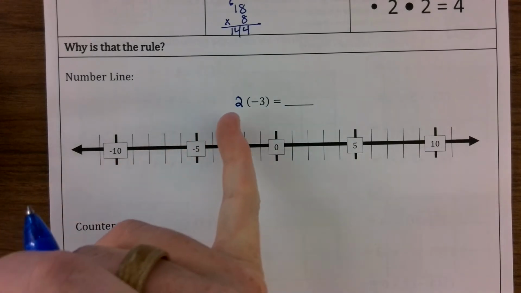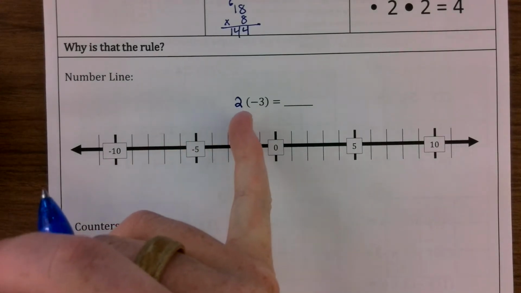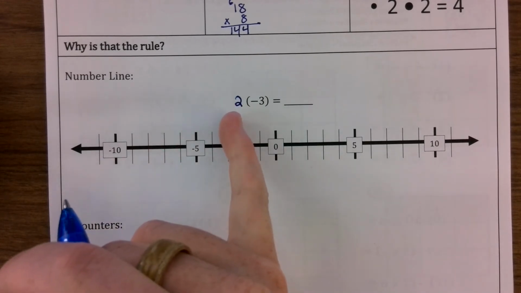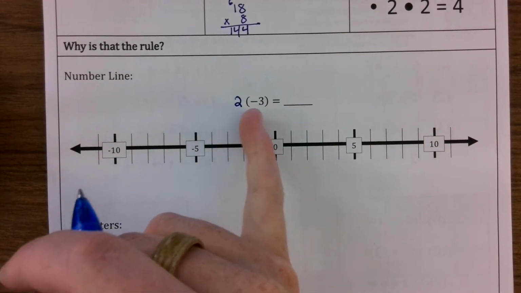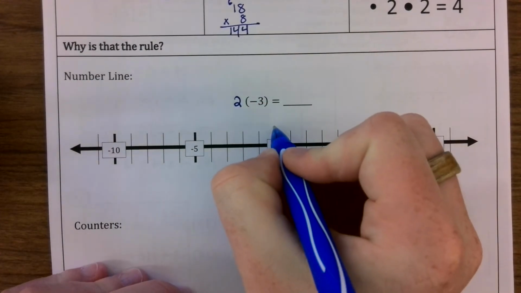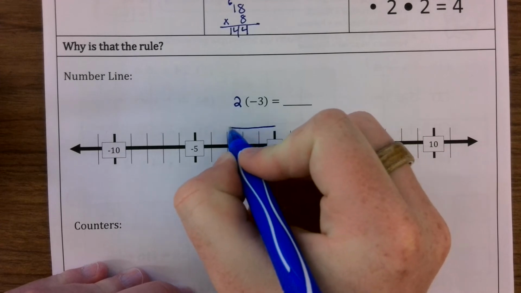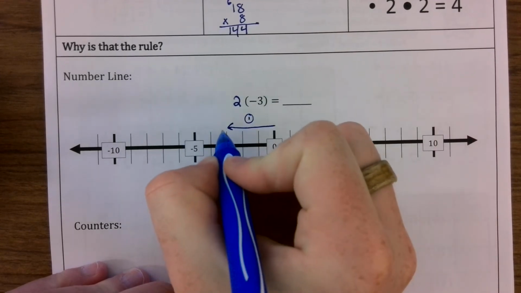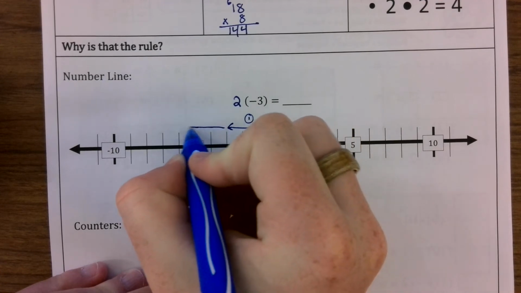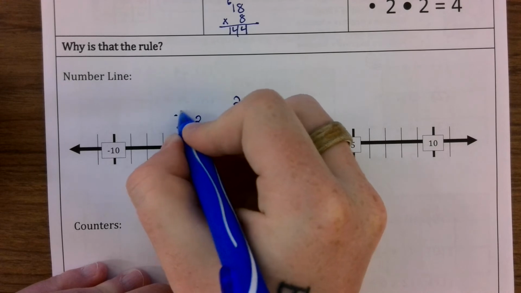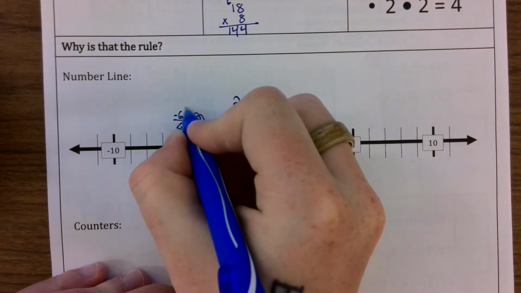So we have 2 times negative 3. That means all I'm really doing is negative 3 2 times. So on a number line, I would say, well, I'm going to negative 3. 1, 2, 3. There's 1. And I'm going to negative 3 again. 1, 2, 3. There's 2. And we end up here at negative 6.